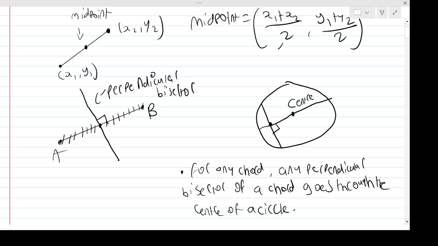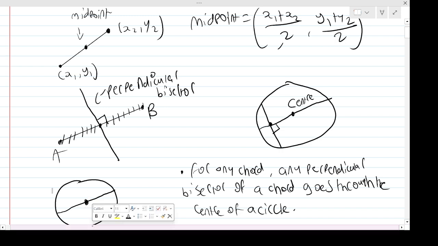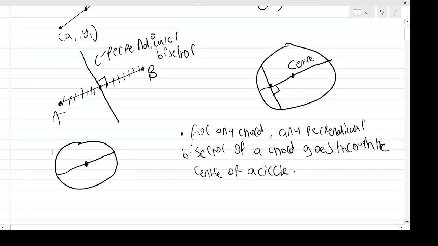Also, what about the diameter of the circle? The diameter of a circle is a particular chord that goes through the center. Again, the perpendicular bisector will go through the middle, so it passes through the center. But what that means is if we have a diameter, then the midpoint of the diameter will be the center of the circle. So I'll make a note of that as well.